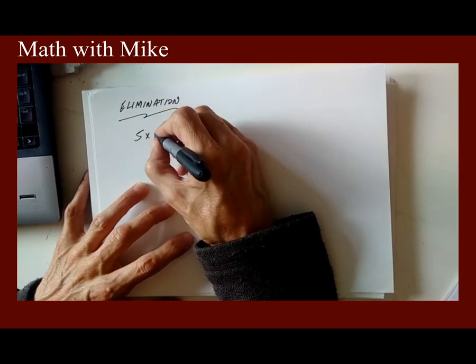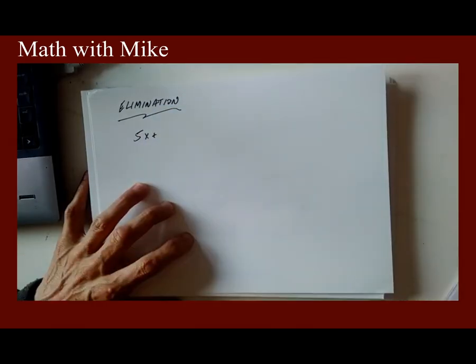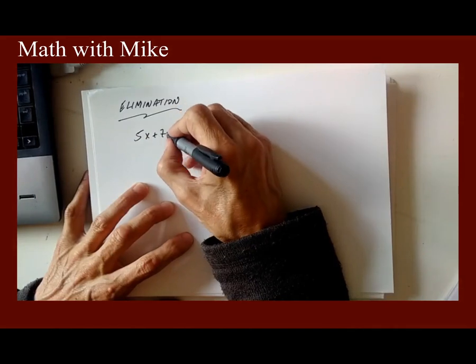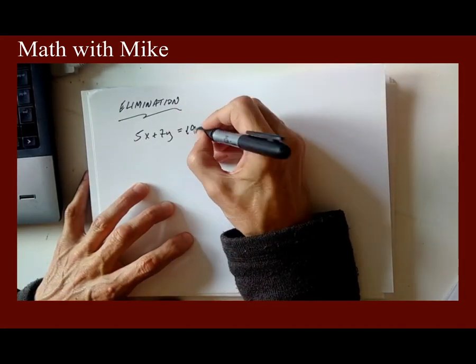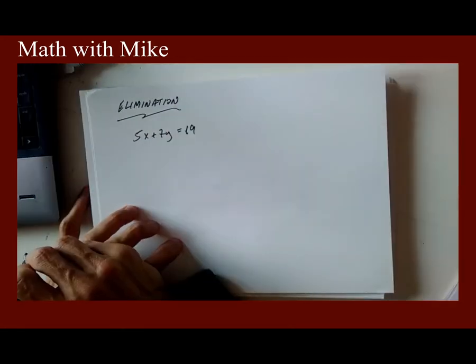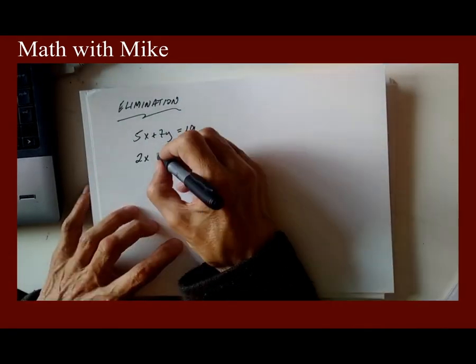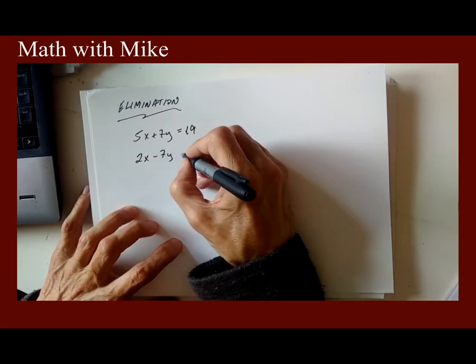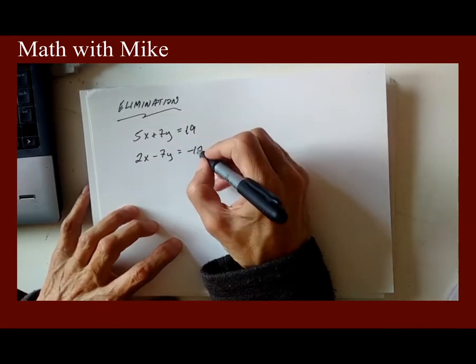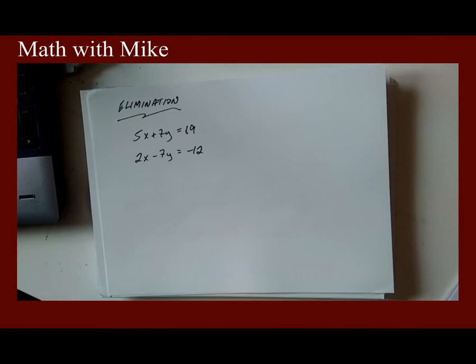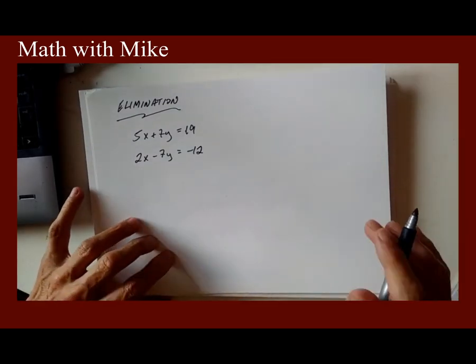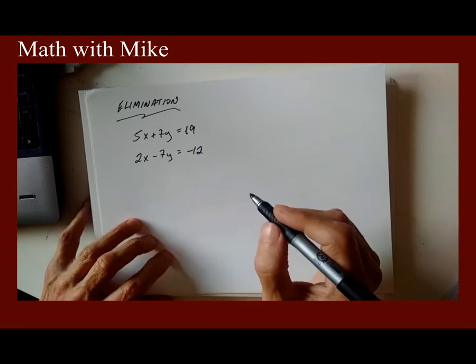Suppose you have one line written in general form that looks like this: 5x plus 7y is equal to 19. And let's say there's a different line that looks like this, also in general form. Okay, so we can graph these. You know how to do that. Find the x-intercept, find the y-intercept, connect the dots. What we're going to do is algebraically.